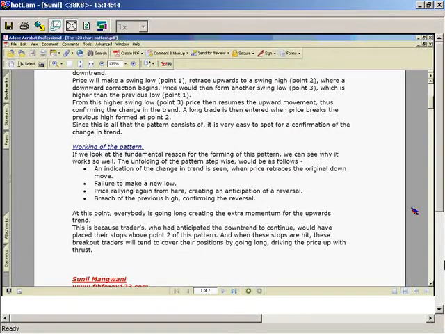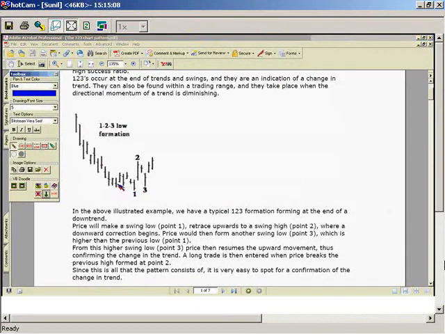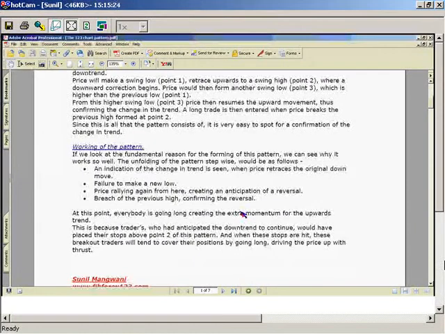So, when you look at the unfolding of a pattern or why it forms, it's obviously based on the psychology of the traders, what a trader is thinking. So let's go over this now. An indication of a change is seen when price retraces the original down move, and fails to make a new low. So you're looking at an indication of a change of trend, a retracement. You are in a downtrend, you're looking at a retracement. This makes an indication, and failure to take out this low becomes a pretty strong indication that you are looking for a change of trend.